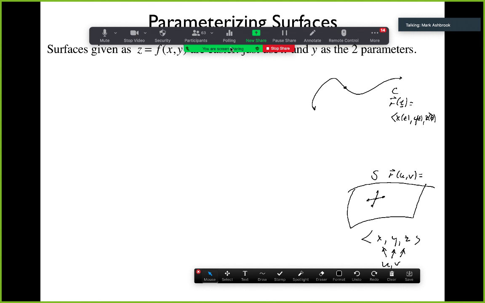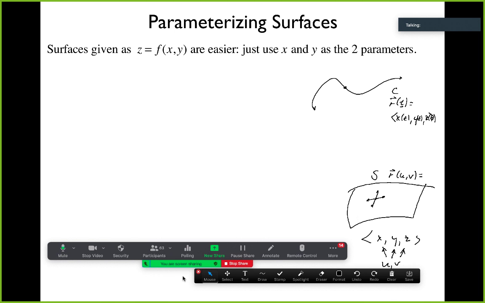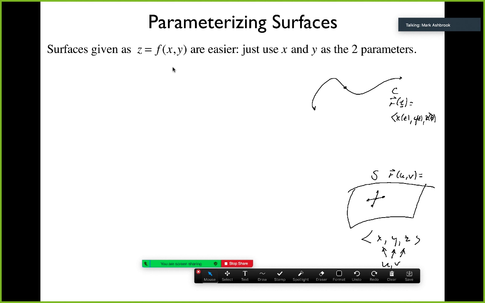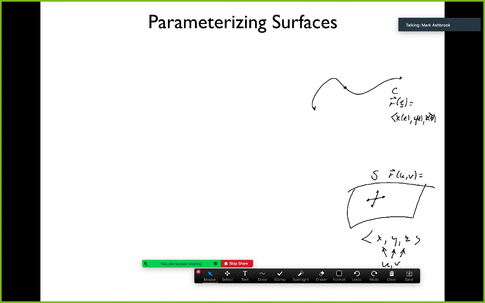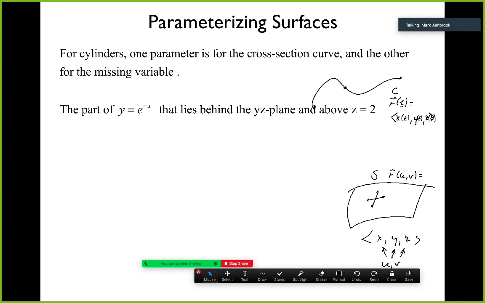So the first thing we said was, if you have z as a function of x and y, then you can just use x and y as the 2 parameters, and then write z as that formula using x and y. So those were the easiest ones. And then we did those examples. We said for a cylinder, one parameter is going to be for the cross-sectional curve of the 2 variables, and then the other parameter will be for the missing variable, taking that curve and sweeping it into the 3rd dimension.